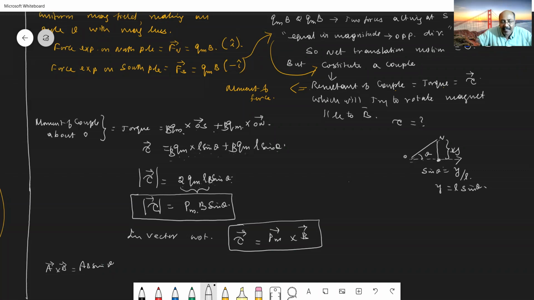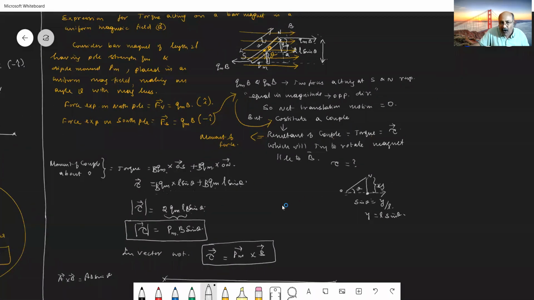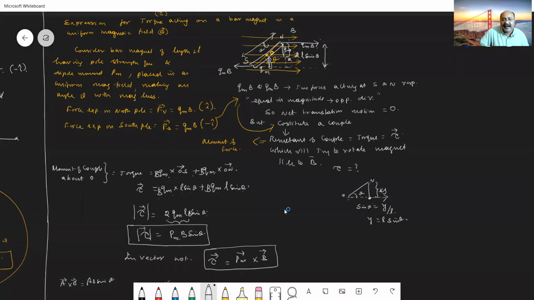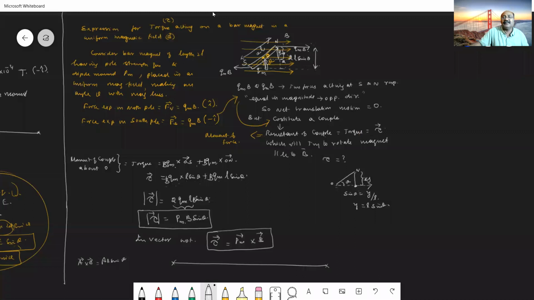Am I correct? So this we are considering as the expression for the torque acting on the magnetic dipole or bar magnet when it is placed inside a uniform magnetic field. Hope you have understood this.